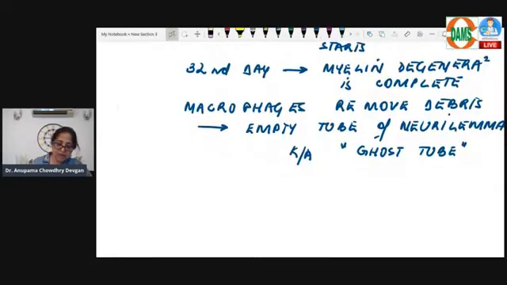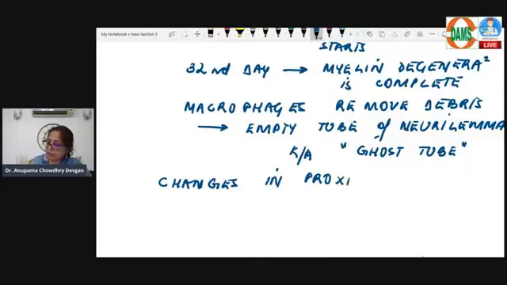Now, what are the changes in the proximal segment? The changes in the proximal segment are similar to the changes in the distal segment.